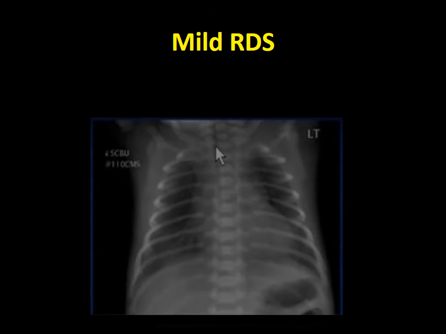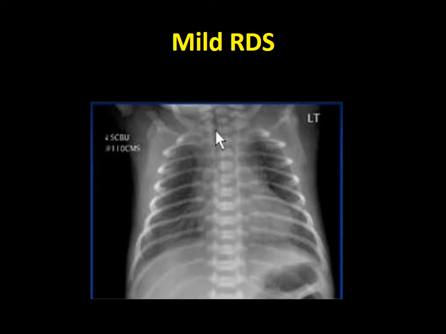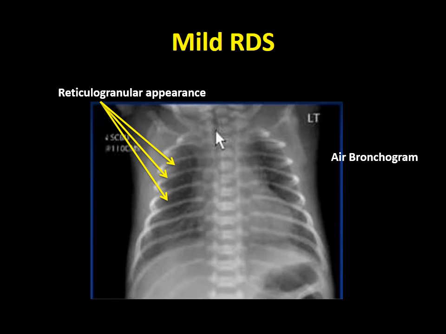This is the picture of a mild RDS on chest X-ray. You will see the reticulogranular pattern and air bronchogram with prominent cardiac borders.